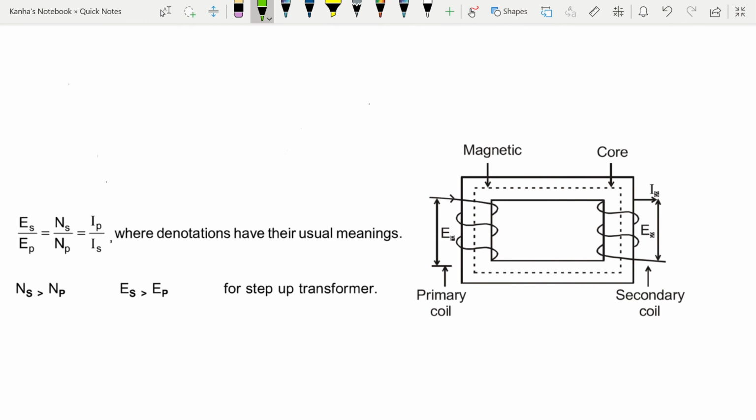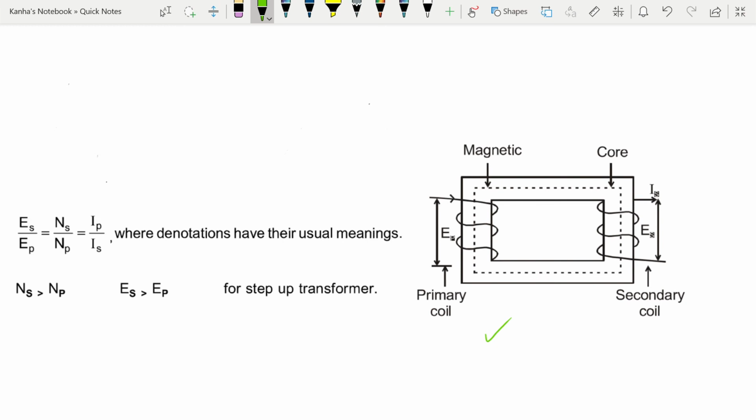So let's see how the transformer works. The transformer basically regulates the AC voltage and transfers the electrical power without changing the frequency of the input supply. Some special points that you should note about a transformer are that it can't work with a DC supply or if a battery is connected to the primary. It can't be called an amplifier as it has no power gain like a transistor. Also, there are no moving parts inside the transformer.